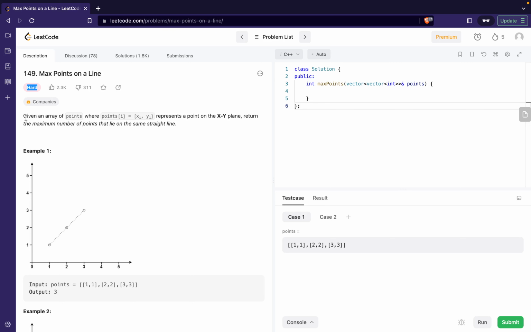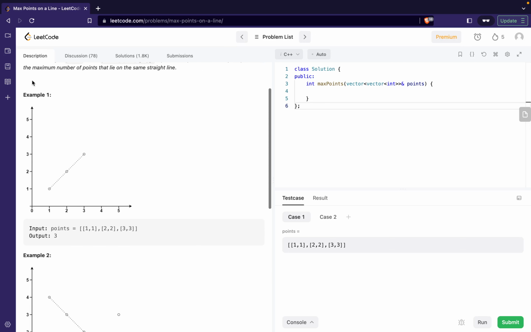So the problem states that given an array points where points[i] equals [xi, yi] represents a point on the XY plane. So these are the x and y coordinates of the points. Return the maximum number of points that lie on the same straight line. For example, in the first case we had 3 points. Now we can draw a line on this system wherein all the 3 points are falling on that line. So we'll return 3 because on a single line we were able to plot all the 3 points.